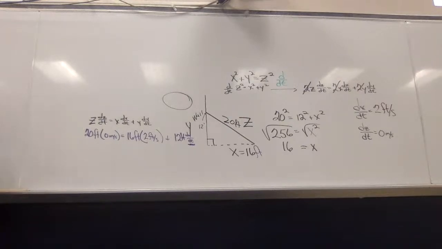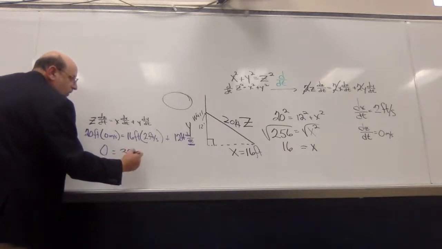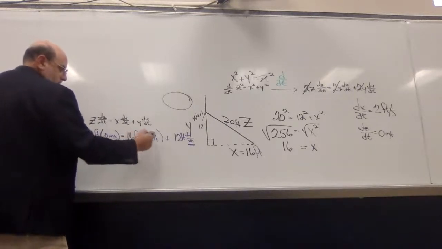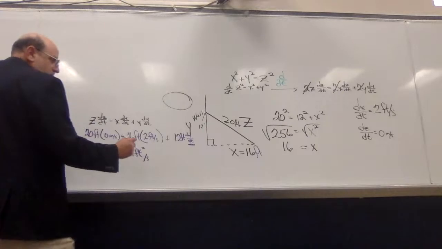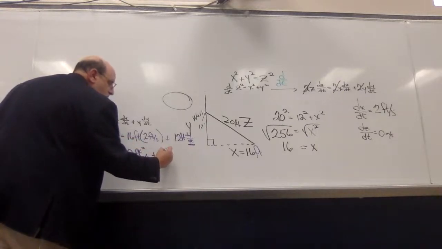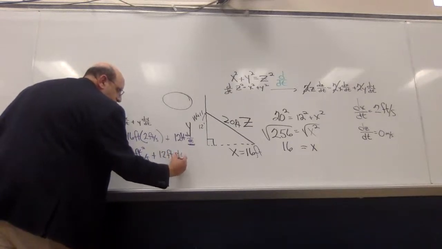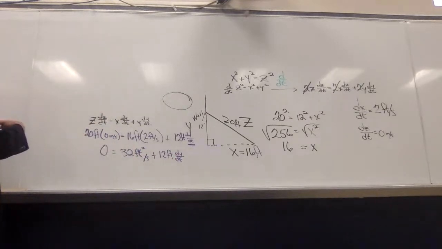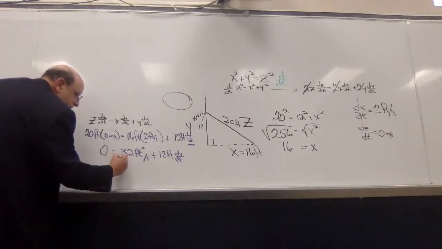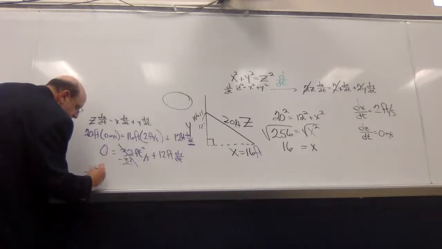So doing the math, we've got 0 equals 32 plus 12 feet squared per second plus 12 feet times dy/dt. I'm going to subtract my 32. Subtract 32 from both sides, minus 32 square feet per second.